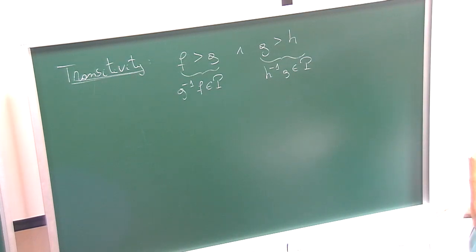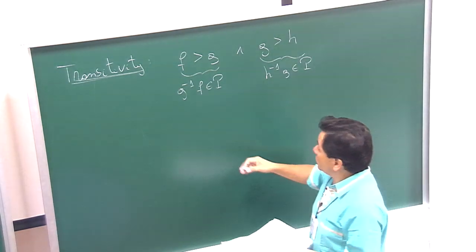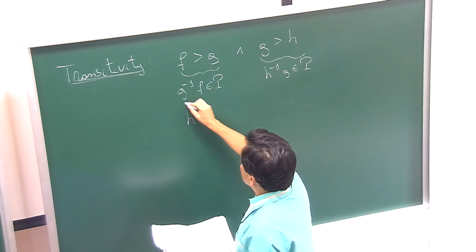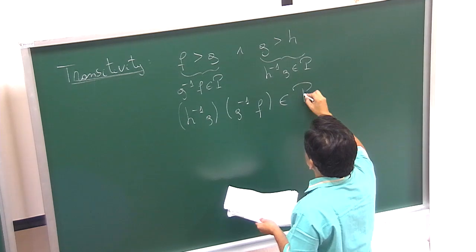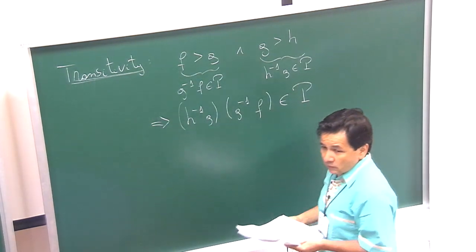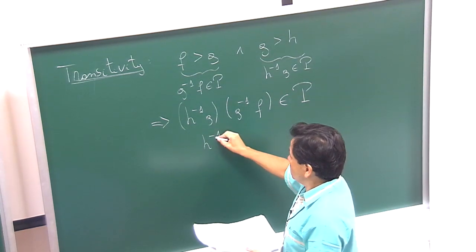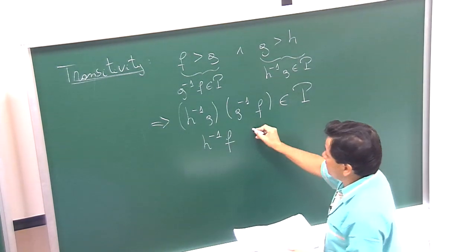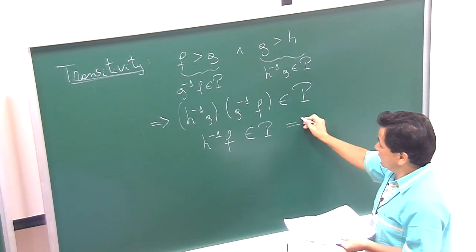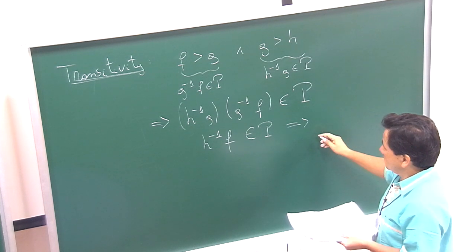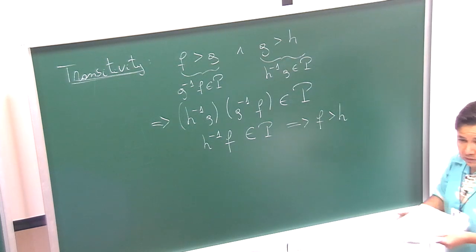And then P is a semigroup. So you can multiply these two elements. So H inverse G times G inverse F is also in P. And well, this G disappears. So H inverse F is in P. And this by definition means that F is larger than H. Is it okay?